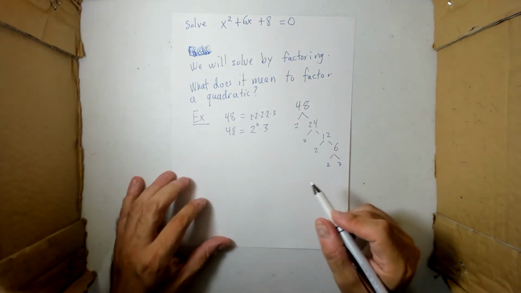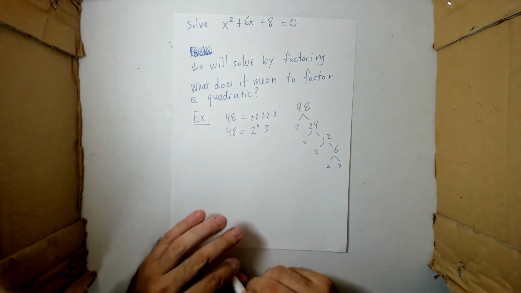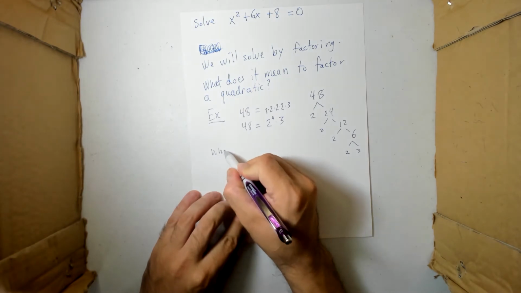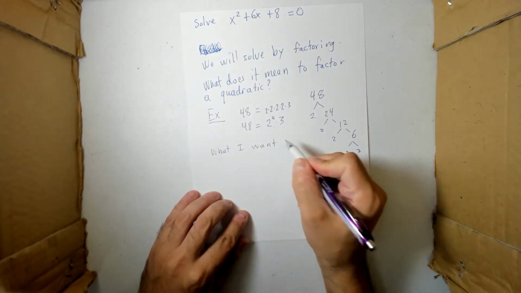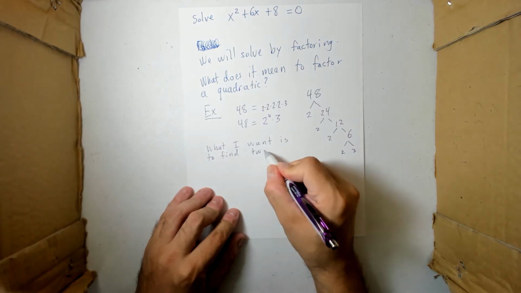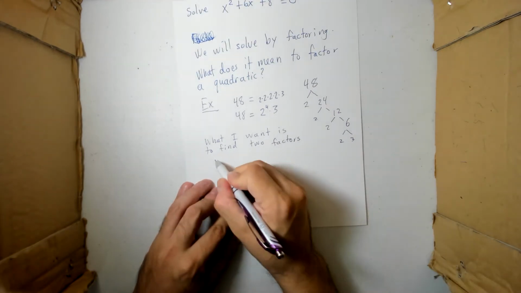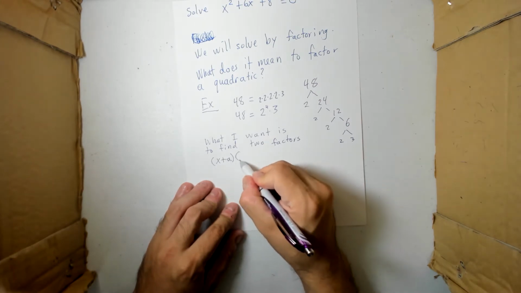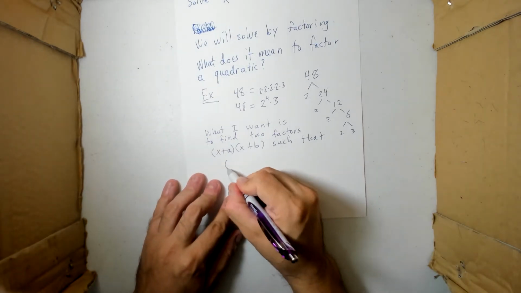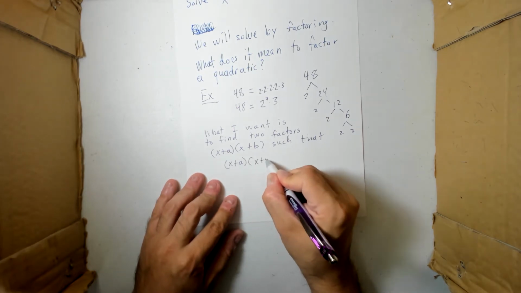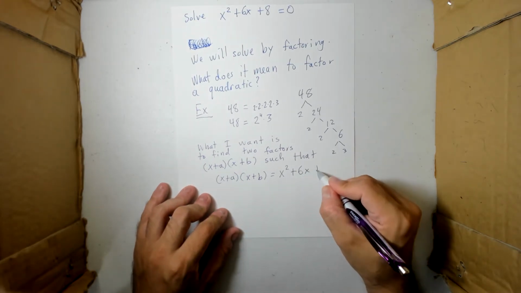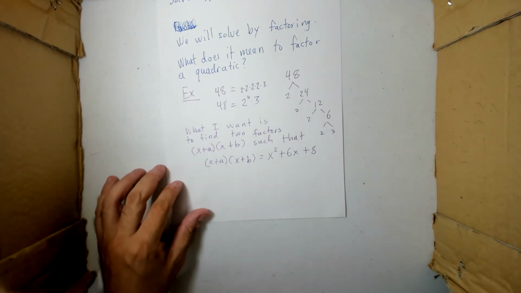In a similar fashion, what I want to do with this quadratic is find what are called linear factors that will multiply to give me this quadratic. What we mean by factoring is to find two factors, let's call them x plus a and x plus b, such that x plus a times x plus b is equal to x squared plus 6x plus 8.